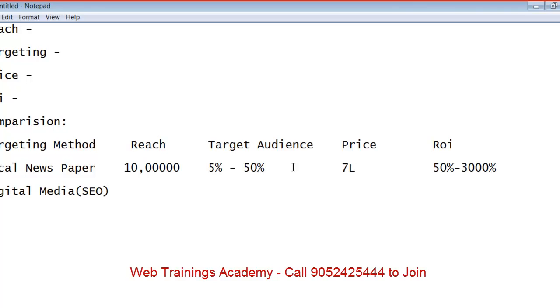Am I right? So now see, this is very high. It's not just 10 lakh. It can go very high depending on what product you are marketing. If you take movies and all that, it is very high, because people search about movies and songs a lot. So the reach is very high. Now let us take the second parameter, target audience.